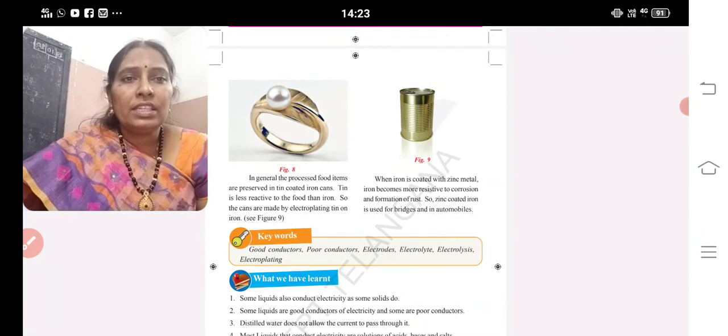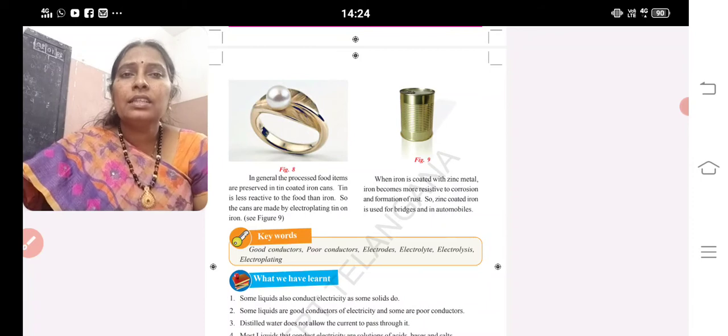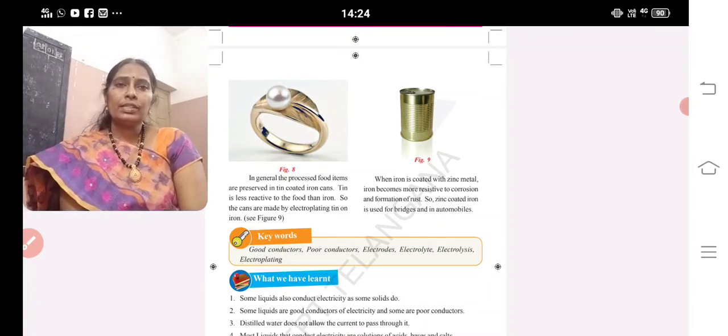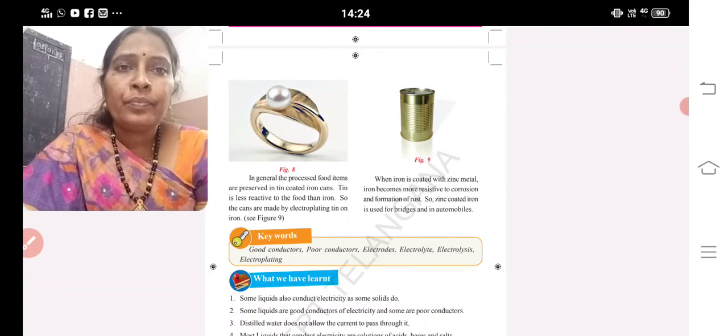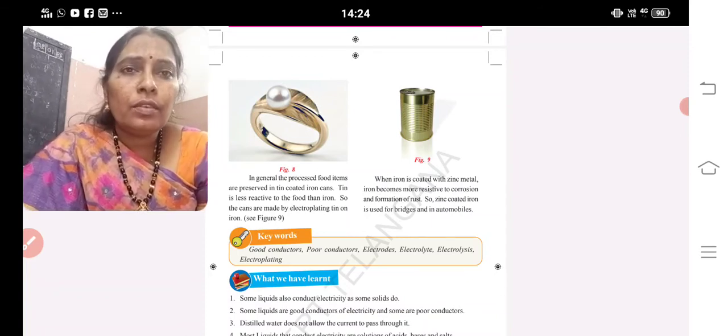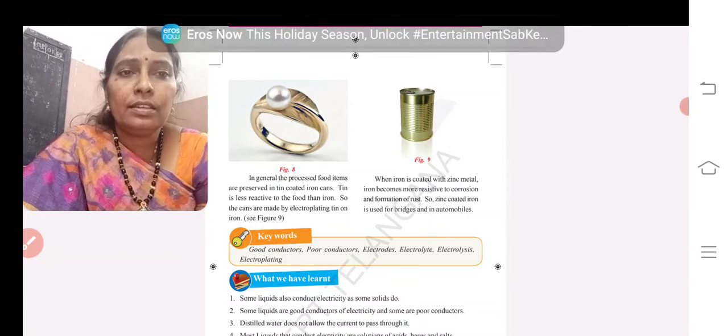You can see the tin and the ring which are electroplated. What is meant by electroplating? If an inferior metal is coated with a superior metal by passing current through them, such a process is said to be electroplating. In electroplating, we can coat any metal with another metal by passing the current.